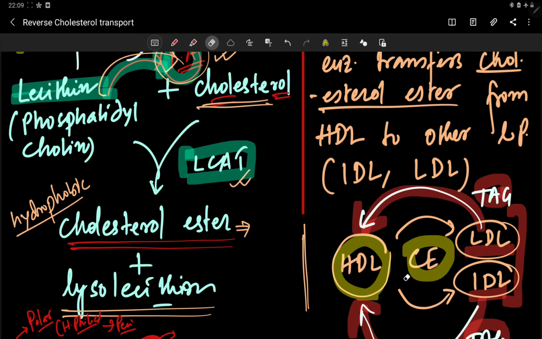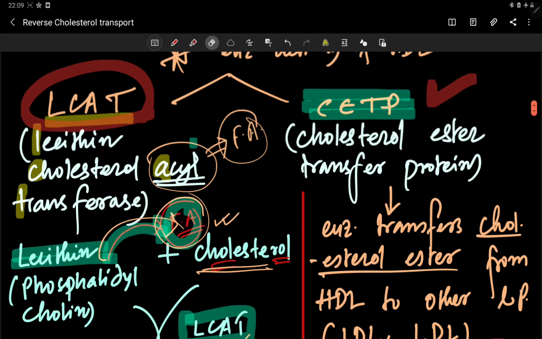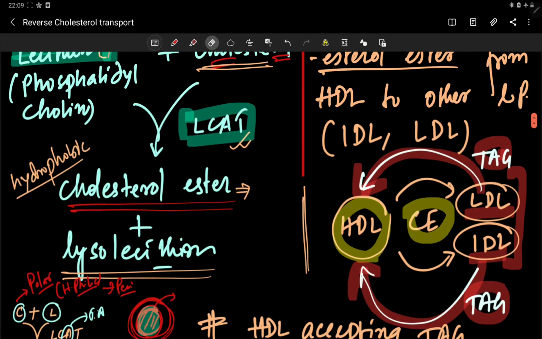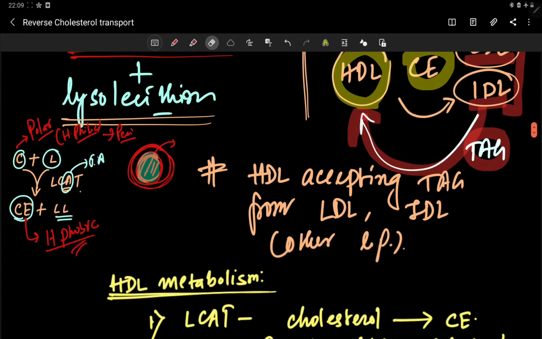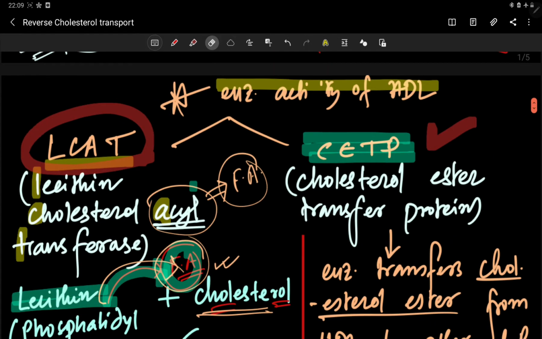with the help of the CETP enzyme, and TAG is coming from LDL to HDL with the help of the same enzyme. Okay, so this is the action of these two enzymes, but for the reverse cholesterol transport, this enzyme has no role in this thing. The major enzyme responsible, or it has a dominating role in reverse cholesterol transport, is your LCAT enzyme, lecithin cholesterol acyl transferase.